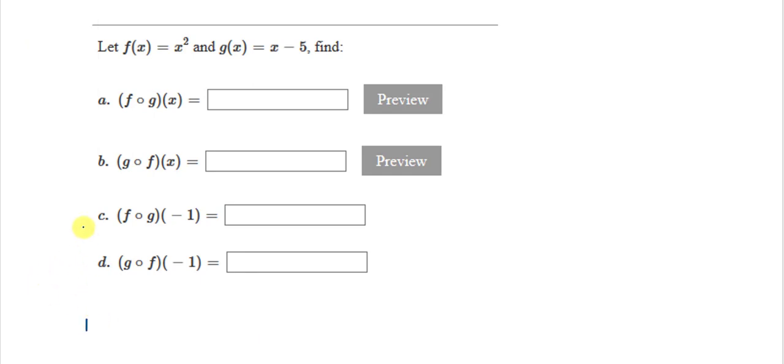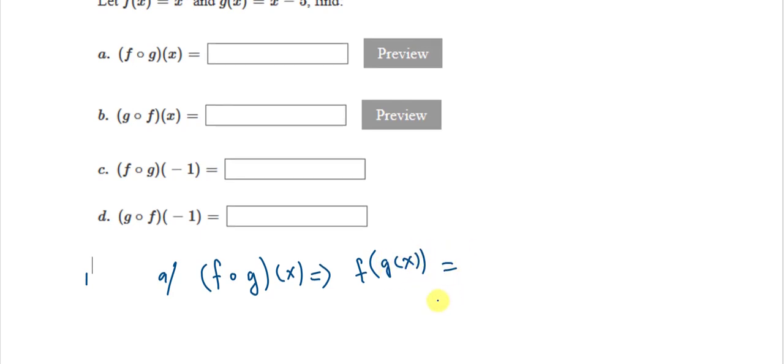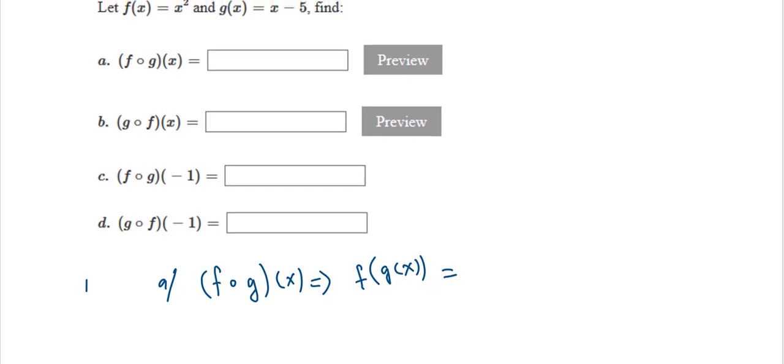So we are given the two functions f and g. We are asked to find the composites of f and g, or g and f. Let's try maybe example A in this case. So f composed with g of x means f is the outside function and g is the inside function. So this is the definition that we saw in the class, right?